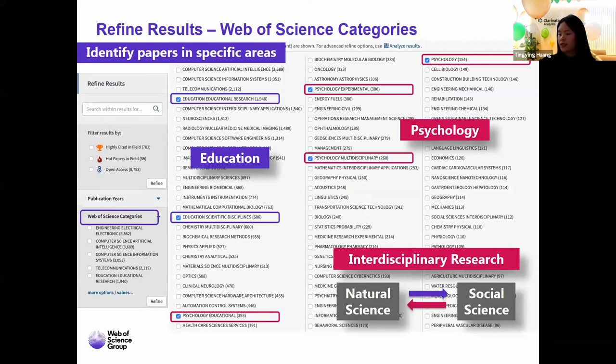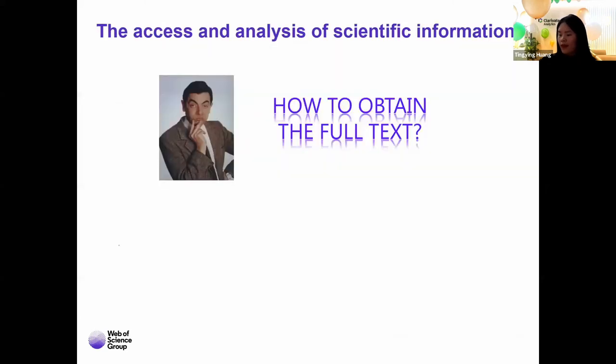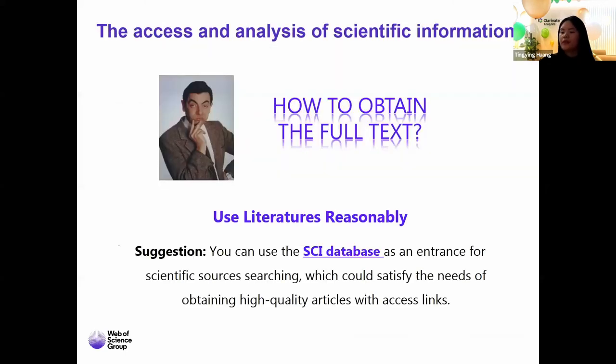After identifying the key papers that we are interested in, how can we obtain the full text PDF of the paper? Here, Web of Science provides us easy access and an entrance to find the full text.